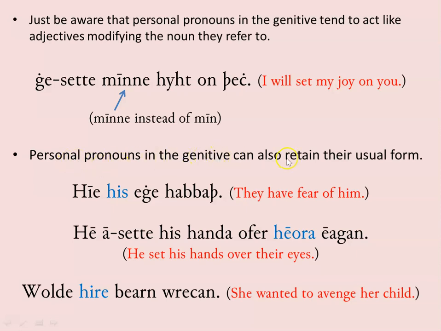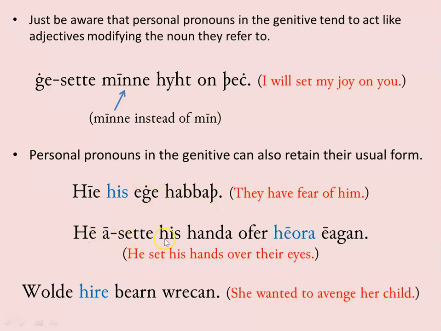Personal pronouns in the genitive can also retain their usual form. Here, his, habath. They have fear of him. His, him, his. Here, they. Habath. So fear of him, fear have of him. You have to supply the of there in the translation. They, him, fear have. You have the fear and in the genitive here, so you need to translate that by putting an of there, fear of him.